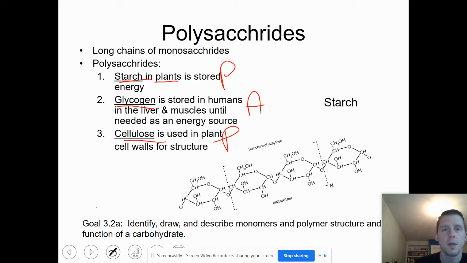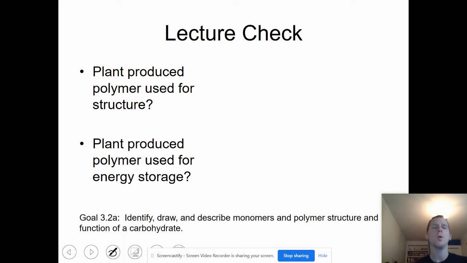All right. Cellulose is also what makes the cell walls for plants, and we're going to talk about that more in the next chapter. Okay, so we got two questions here that you should answer. First question, the plant produces which polymer that's used for structure, not energy? And the second question, the plant produces which polymer which is used for energy? Take a moment and answer those questions.